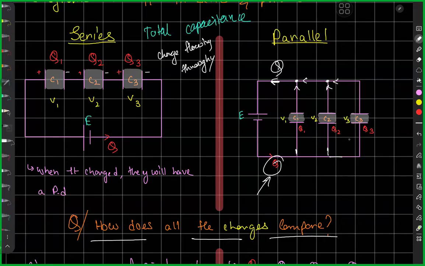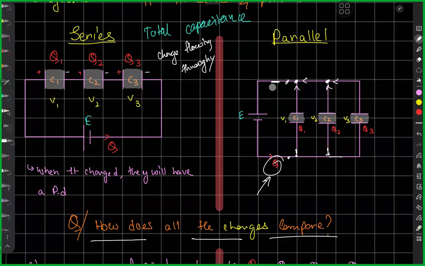Good. Now V1, V2, and V3. Are all of those equal or different? Tell me. Equal. And if they're equal, what are they equal to? E. Perfect. So the supplied EMF. Whatever EMF I'm supplying, over here and over here, same. Over here and over here, same. Over here and over here, same.